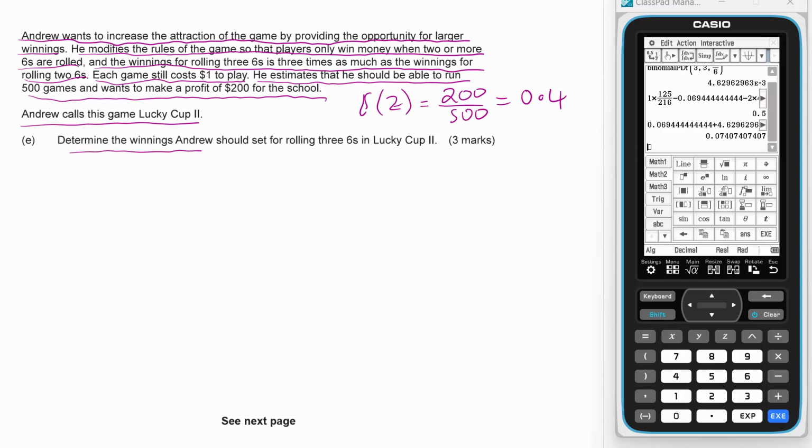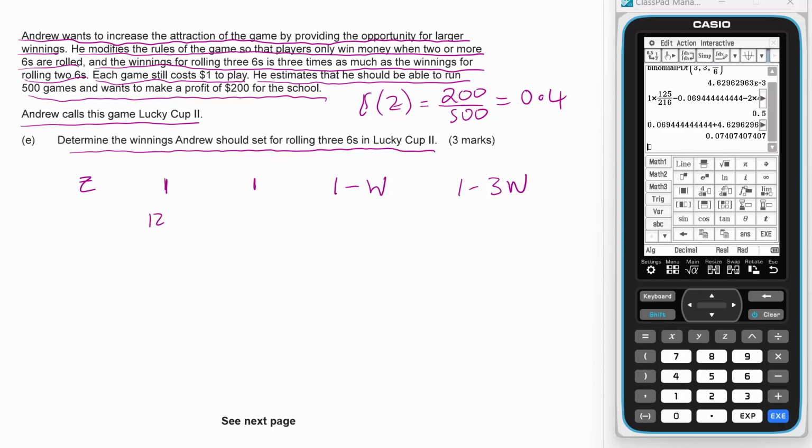Determine the winnings Andrew should set for rolling 3 sixes in Lucky Cup 2. Okay, so we've got Z. The school wins $1 if they get no sixes. It wins $1 if they get 1. If they get 2, it's going to be 1 take away the winnings they pay out. Remember, they receive 1 and they pay the winnings out. And then 3 times as much winnings when they get 3.